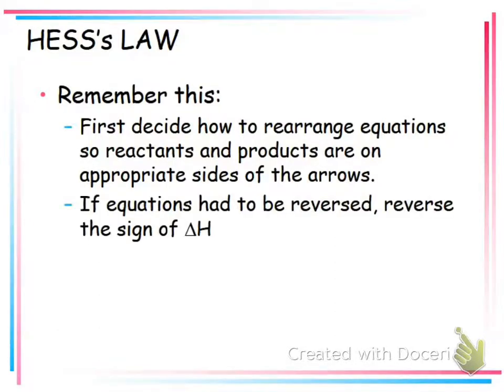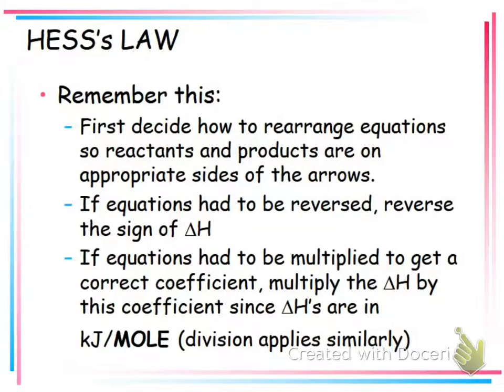Second, if you have to reverse the equation, then you have to reverse the sign of delta H. We talked about that yesterday. If it's exothermic going one direction and I reverse it, now it's an endothermic reaction going the opposite direction. If I have to multiply or divide my equation by an integer, I have to do the same thing to delta H. So if I need twice the equation, I have to multiply my delta H by 2. Same thing for division.